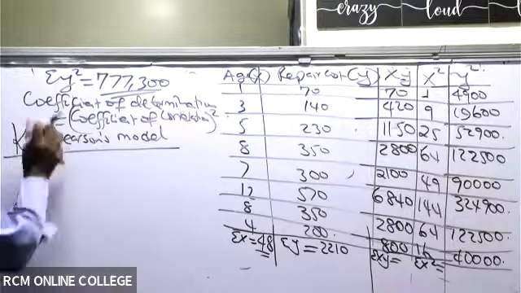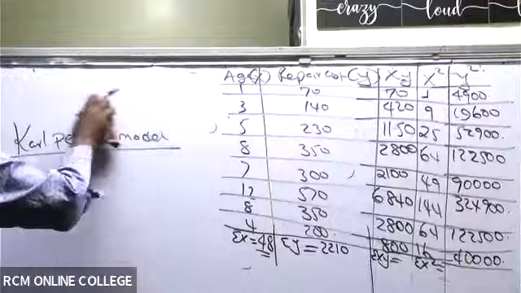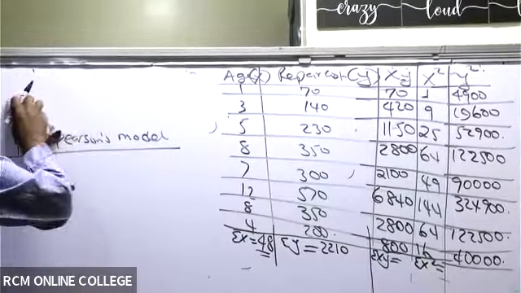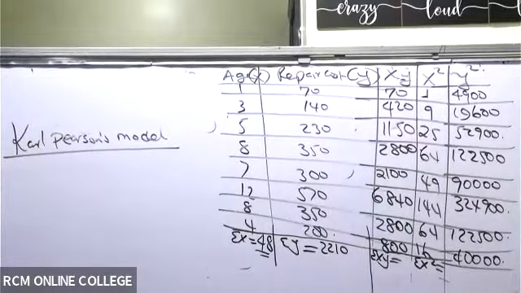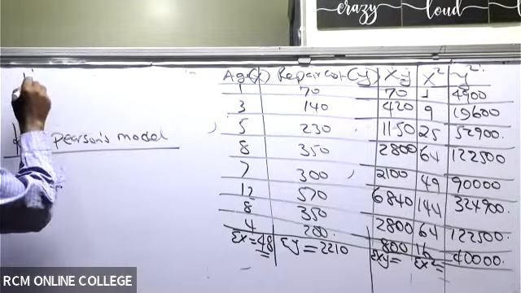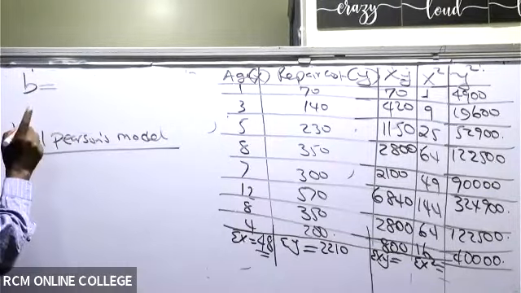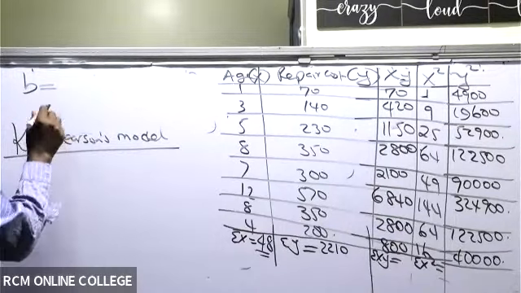The person who taught me this a long time ago, over 25 years ago, of course that means that I can't be a generation Z. The person who taught me this told me that for you to be able to remember the Karl Pearson's, always start by remembering the formula of B. When you remember the formula of B, then the Karl Pearson's correlation model will be very easy.